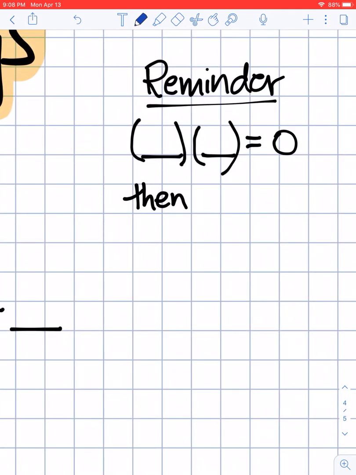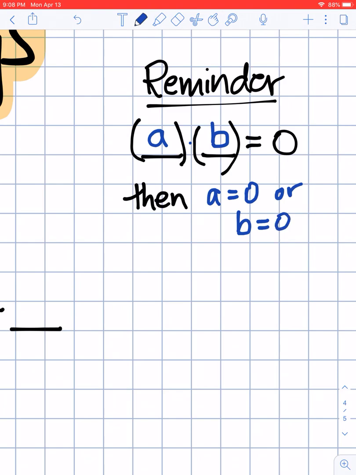A little reminder as we start: if I multiply two things, call them two variables a and b, and I know that the product of those is 0, then I don't know what both of them are, but I know that at least one of them has to be 0.